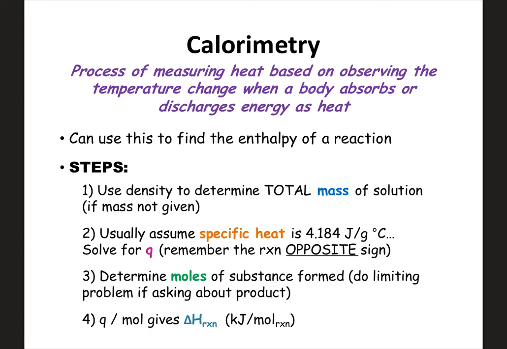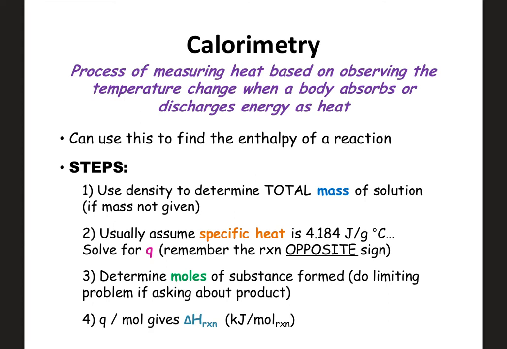So if you're mixing things here and you need to know the mass of your solution to do your Q equals MC delta T problem, you can use density to help get to that mass if the mass isn't given. So just keep that in mind. Density can be useful in these problems to get mass.